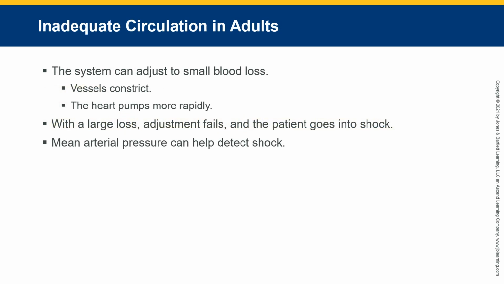Inadequate circulation in adults, you can have small amounts of blood loss, small cuts and scrapes and things like that. Your vessels will constrict and your heart will pump more rapidly to continue getting the remaining blood that you have to pump faster through the system. With a large loss, the body tries to compensate and it can't, and so the patient goes into shock. Mean arterial pressure is something that we can use to help determine shock. We'll teach you how to calculate that, but all of those are pieces of that puzzle there for circulation.